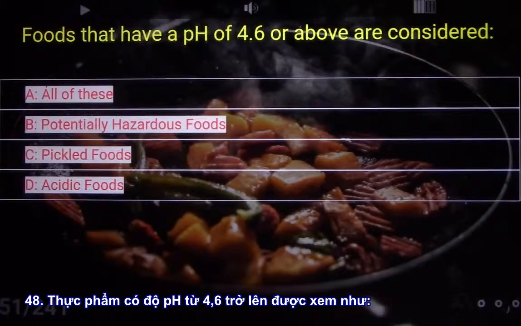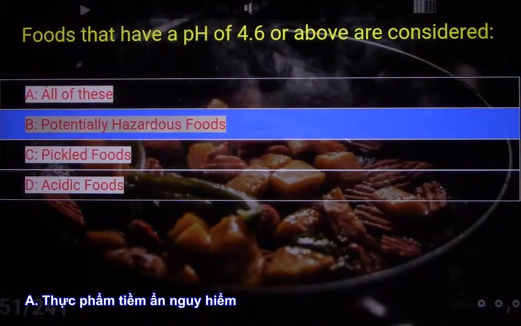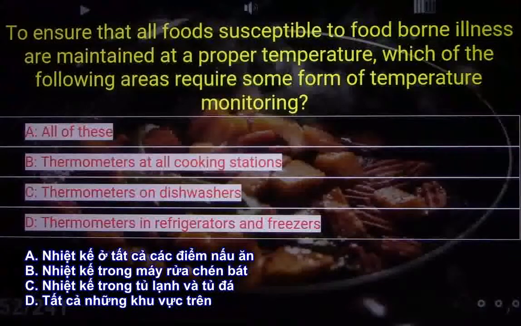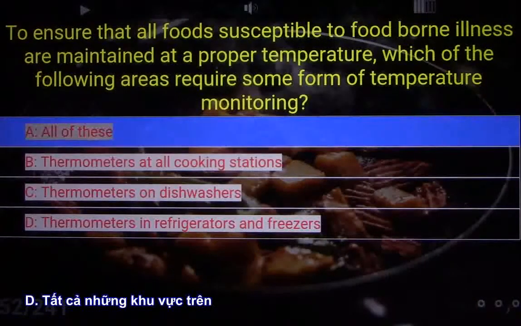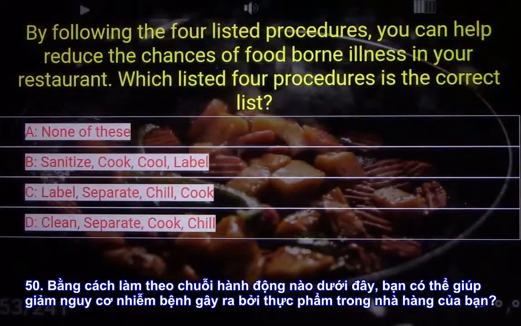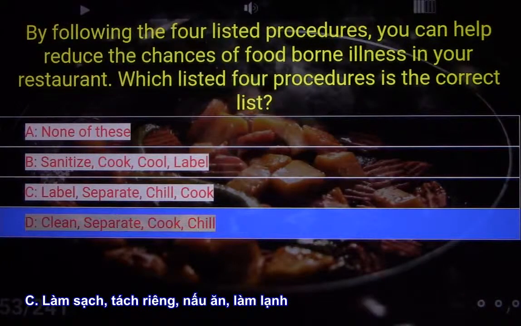Foods that have a pH of 4.6 or above are considered B. Potentially hazardous foods. To ensure that all foods susceptible to foodborne illness are maintained at a proper temperature, which of the following areas require some form of temperature monitoring? A. All of these. By following the 4 listed procedures, you can help reduce the chances of foodborne illness in your restaurant. Which listed 4 procedures is the correct list? D. Clean, separate, cook, chill.